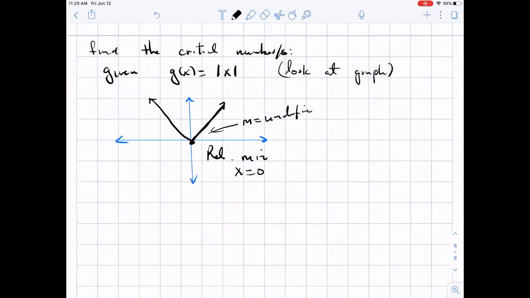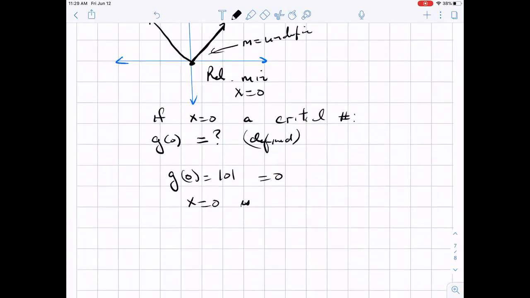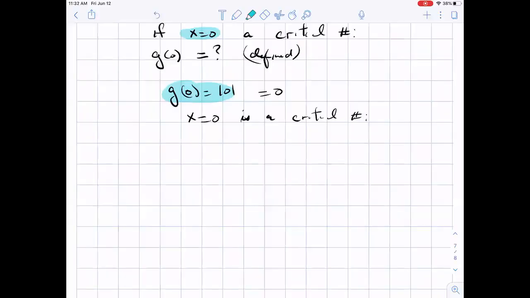Now, is x equals 0 a critical number? Well, is g of 0 defined? If it is, then the critical number is 0. So what is g of 0? It's the absolute value of 0, which is equal to 0. Therefore, x equals 0 is a critical number. So sometimes it really helps to look at the graphs to know what's going on, but make sure you always perform this check. Very important: when you get your critical number, you must check it.